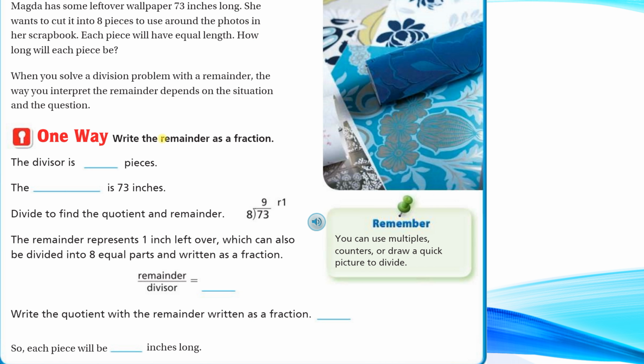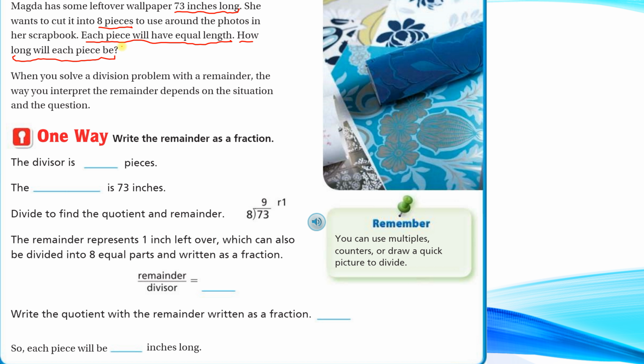Magna has some leftover wallpaper, 73 inches long. So that's important information. I want to underline that. She wants to cut it into 8 pieces to use around the photos in her scrapbook. Each piece will have equal length. Whenever you want to divide something into equal length, you know you're doing a division problem. And then how long will each piece be is our question. Okay, make sure you always go back and ask yourself, did I actually answer the question they were asking?